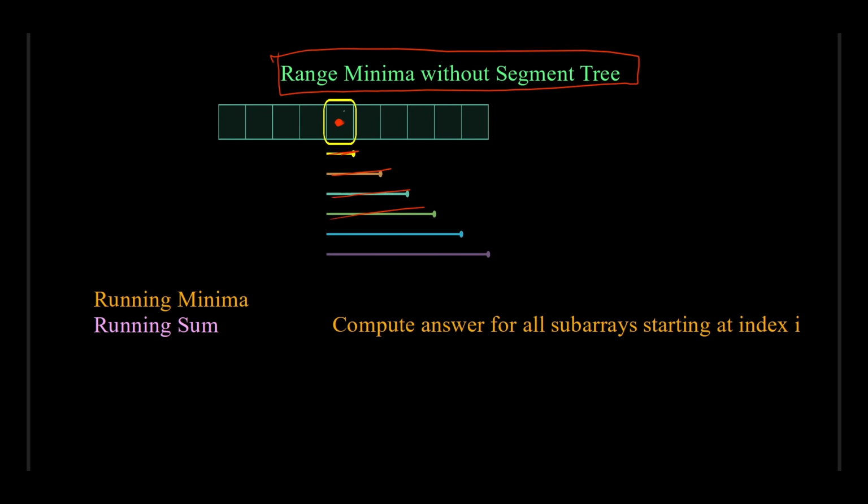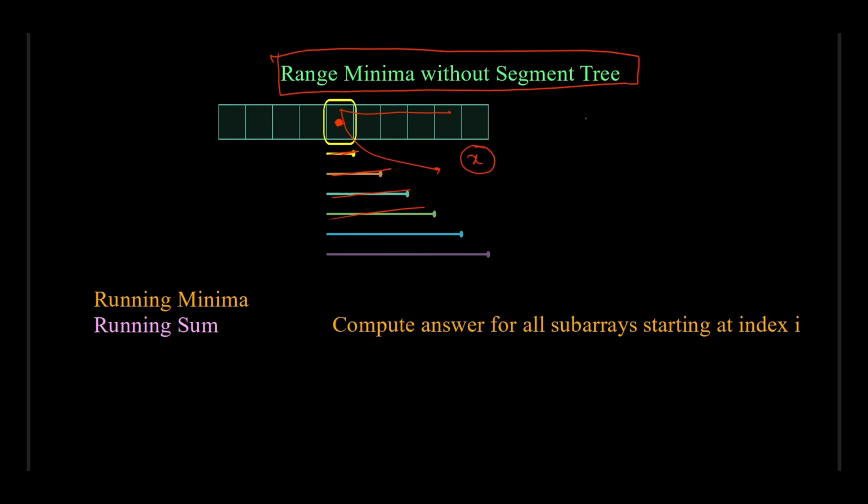So you can start your iteration from here and then maintain a counter for the minima. And as soon as you encounter a smaller element, you update that counter to say that the element X that I have just encountered will be the new minima. Same for the sum. You start from here and keep a running sum. This is also a fairly standard trick. I will not dive into the details of that.